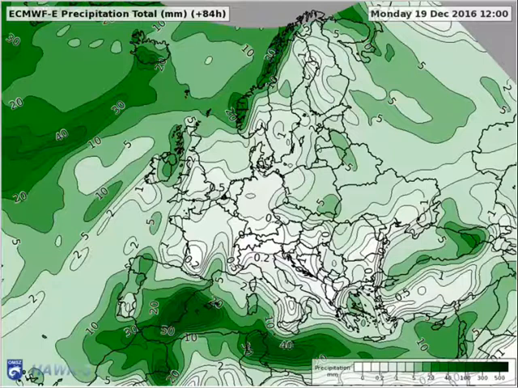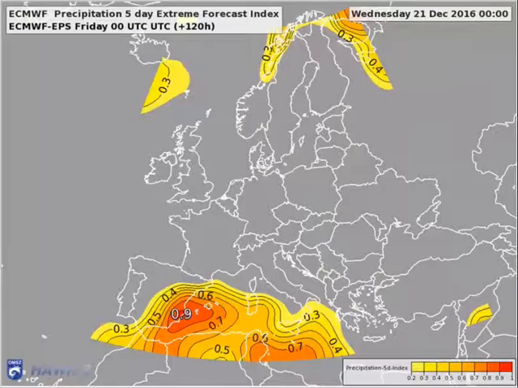So you can see here the forecast of precipitation, and there is quite a lot of precipitation here in the eastern part of Spain. Also, if we look at the extreme forecast index, one can see that this amount of rain is already climatologically significant. So this was about the fronts and the large-scale synoptic motions.